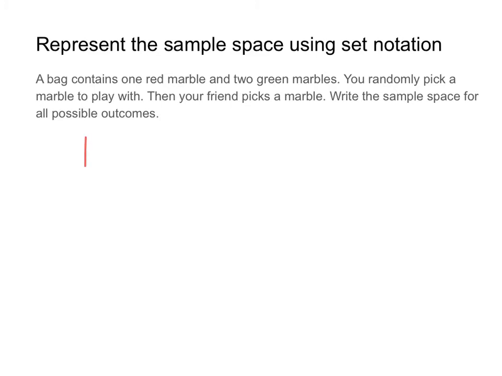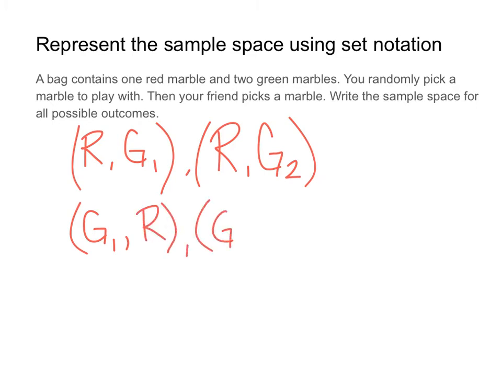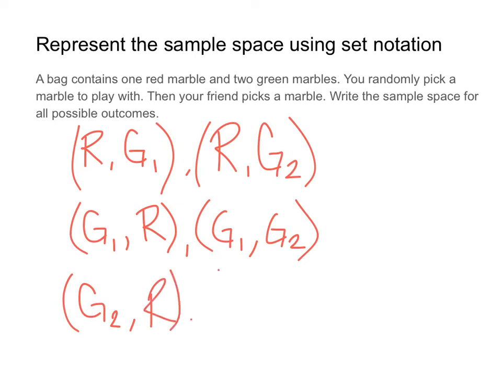So let's say the first pick is a red marble. Then our options for the second pick can be one of the green ones, or if I choose the red marble, the second pick can be the second green one. Okay? Then I also want to do that same thing for if I picked the first green marble. Well, then the second pick can either be red or green. And if I did the second green marble, it can either be red or the other green one.